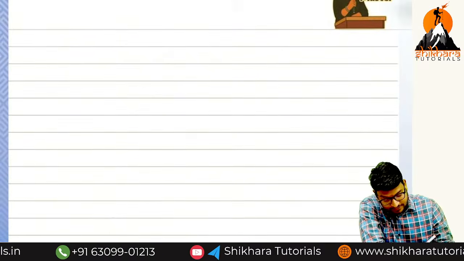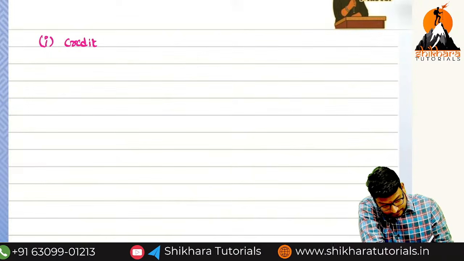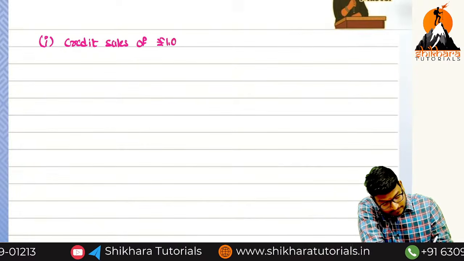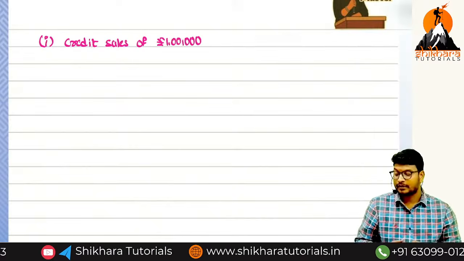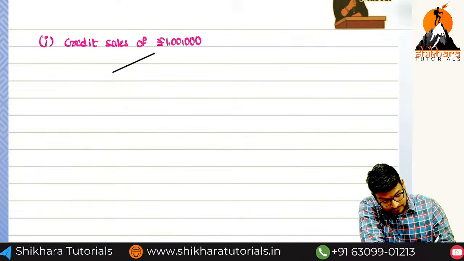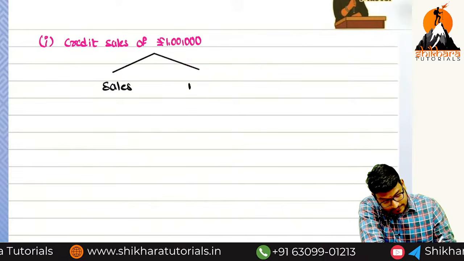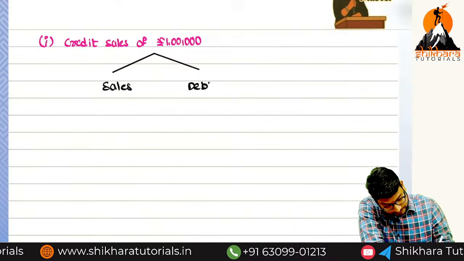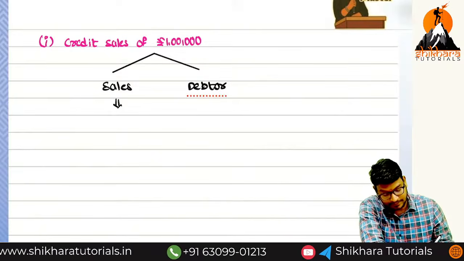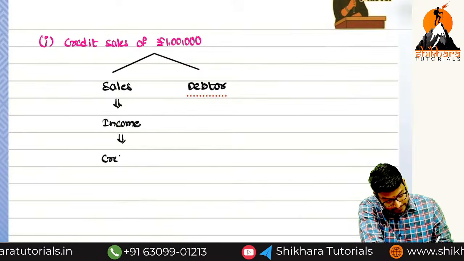Okay, what is the first one? In that, credit sales of rupees 1 lakh. So credit sales of rupees 1 lakh, what are the two outcomes? Sales and debtor or creditor? Debtor. Okay, guys. So sales, income or expenses? Income will have which balance? Credit balance.